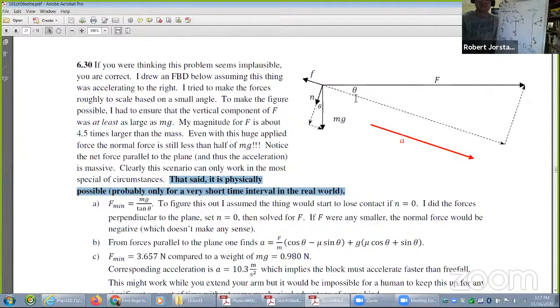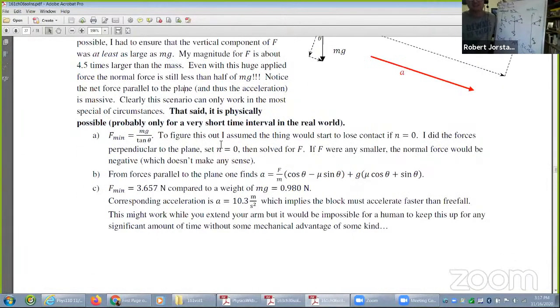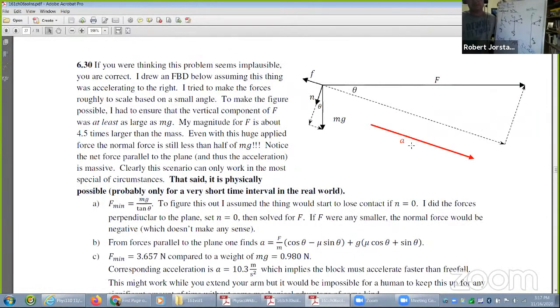Sure. True enough, Jake. True enough. I find this stuff strange, I don't know. Look how fast this thing would accelerate too. It's a very crazy looking problem. It does work. It looks like it was about 5 times the mass there. So that's pretty crazy. And the acceleration, look at the acceleration. That's more than free fall. That's insane. You would have to push this thing really hard and really fast.